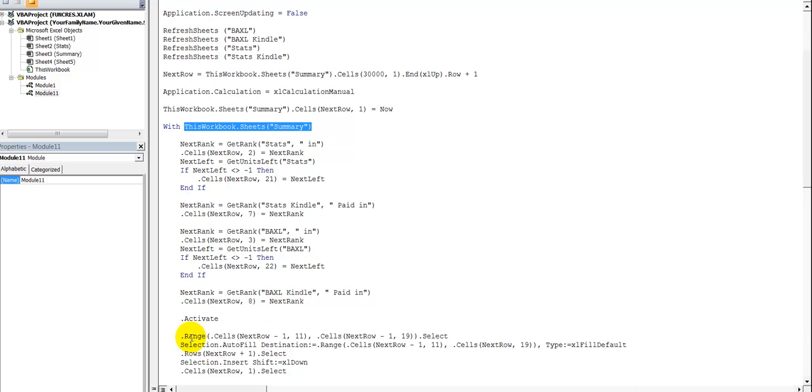So range will allow you to select a group of cells. And the way that you use a range, the way that they're using it here is like this.